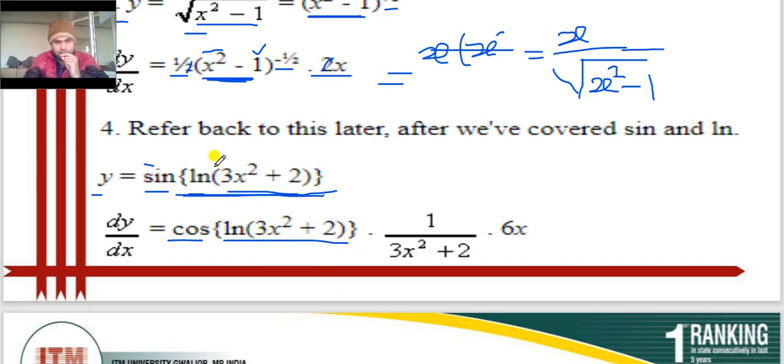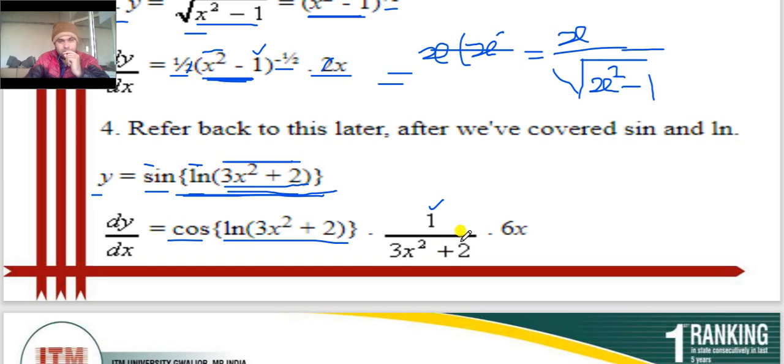Then it goes to the inside. This is log and this is x. We assume this whole as x. So log x, differentiation of log x is 1 upon x. So we write here 1 upon x. X is your this one.